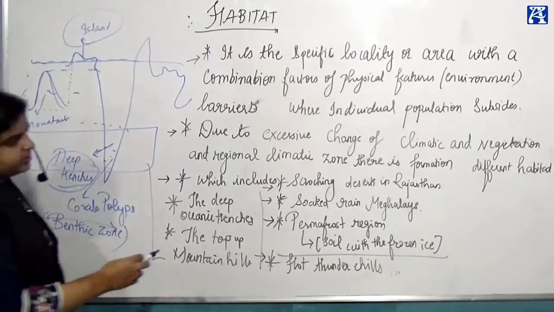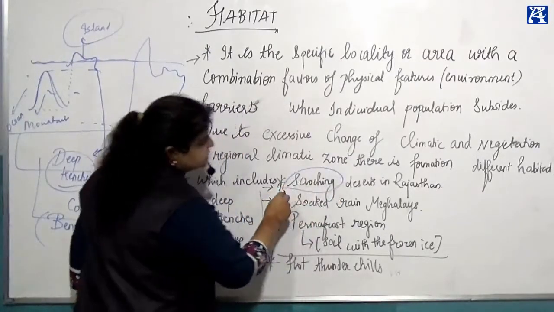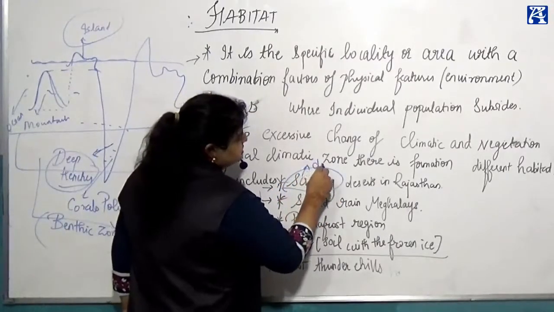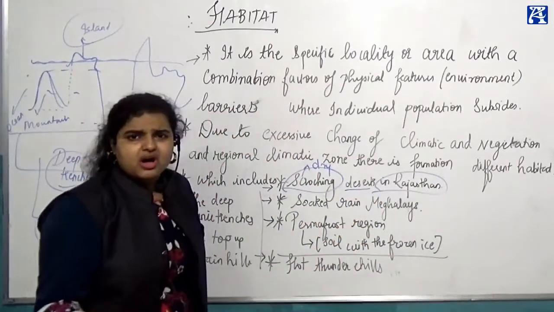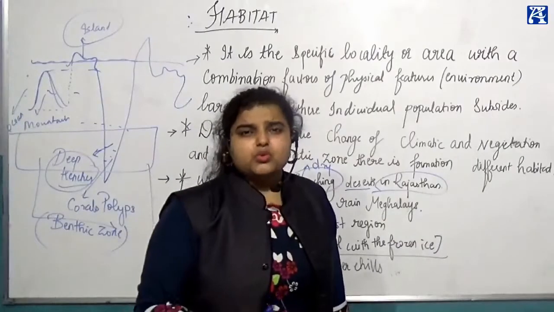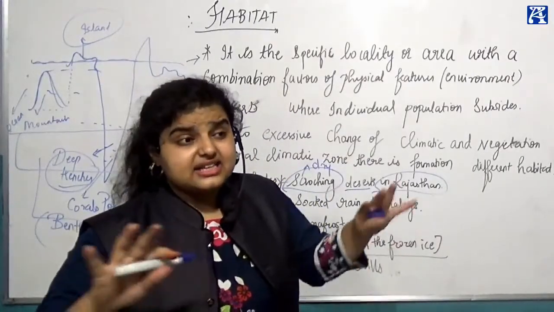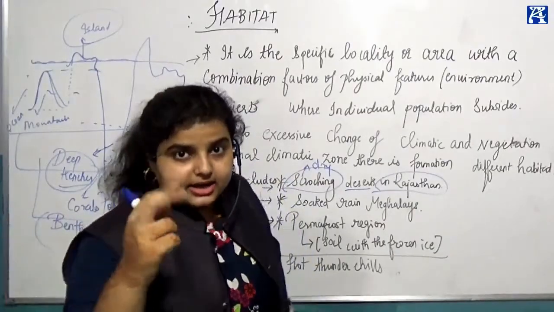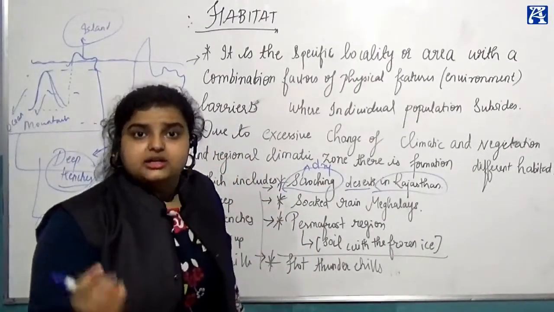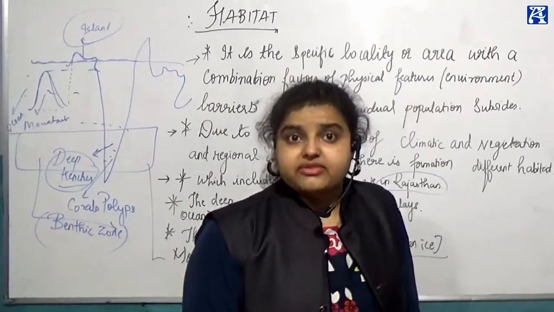This is one more example of it. Scorching means very dry desert. Dry deserts in Rajasthan. Rajasthan is how? A very dry area, mostly sandy, where hot winds blow, right? That area is also one habitat. There also a few individuals survive in that habitat.